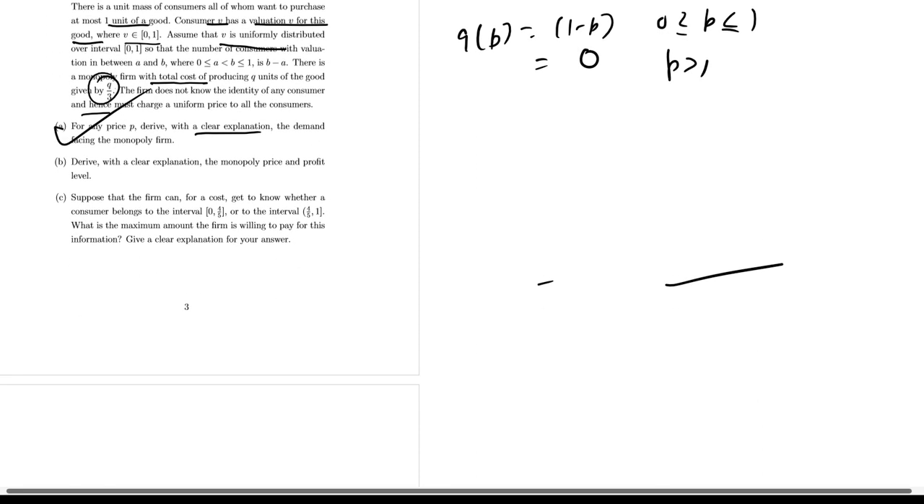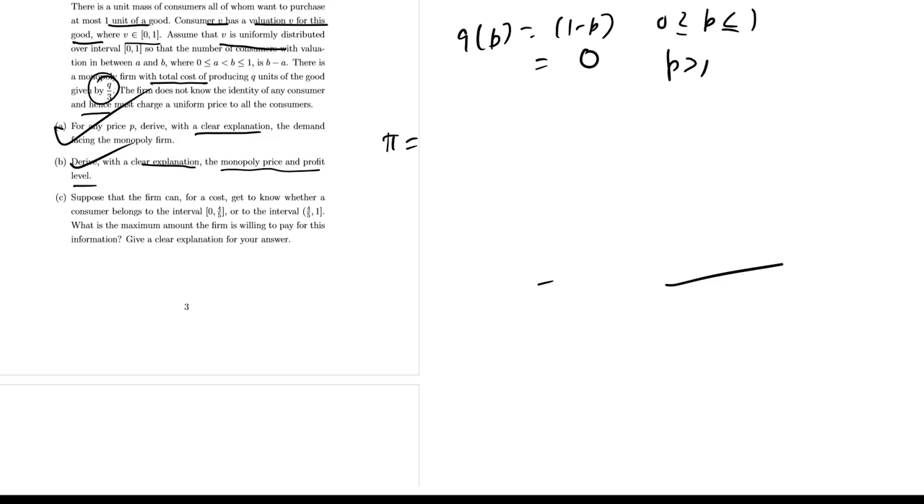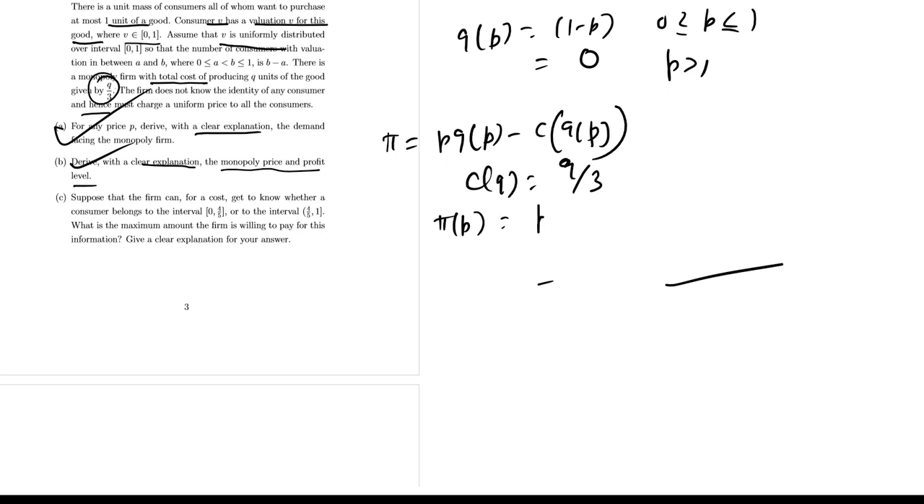Next, 3B: derive the monopoly profit and the price level. So pi equals P Q(P) minus C(Q(P)). Now C(Q) equals Q by 3 is the total cost of producing Q units. Substituting the demand function in the cost function, we get pi(P) equal to P(1 minus P) minus (1 minus P) by 3.